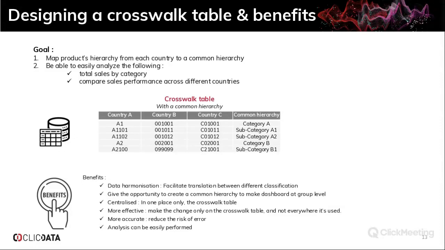Again, here it's like the parameters table. It will be centralized. So it means that if the product hierarchy is changing at some point, even at one country level, it's centralized, so it's easy to change. It's more effective, again, because it's in one place only. And so it's more accurate. So at the end, with the crosswalk table, your analysis can be easily performed.